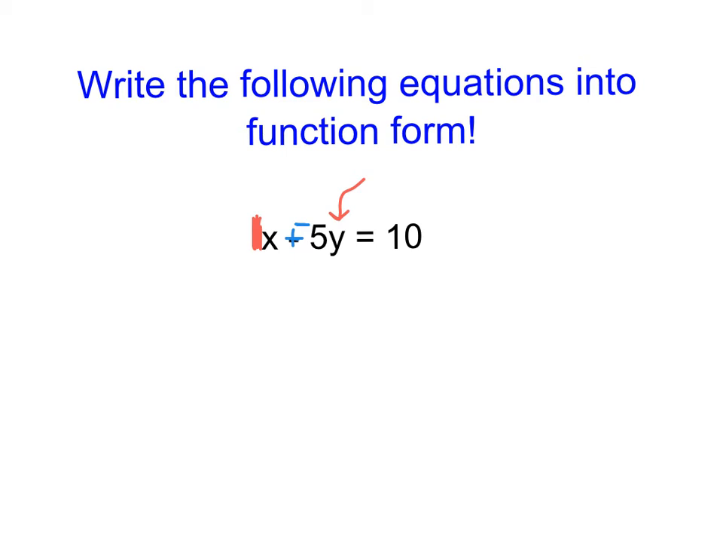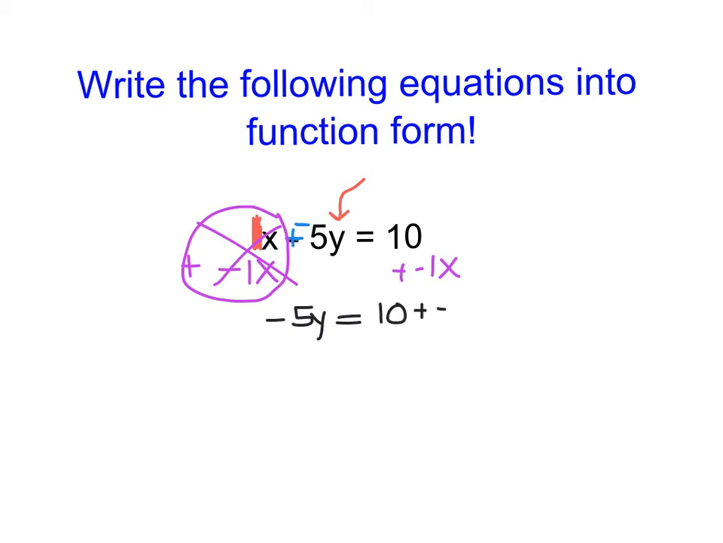Then I want to undo this x term to the other side of the equation, and the way to do that is by subtracting 1x or adding a negative 1x to each side. So remember, our goal is to move this x to the other side, and we do that by doing its opposite. So we're going to add a negative 1x to each side so that these will cancel out. So we're now left with negative 5y is equal to 10 plus negative 1x.